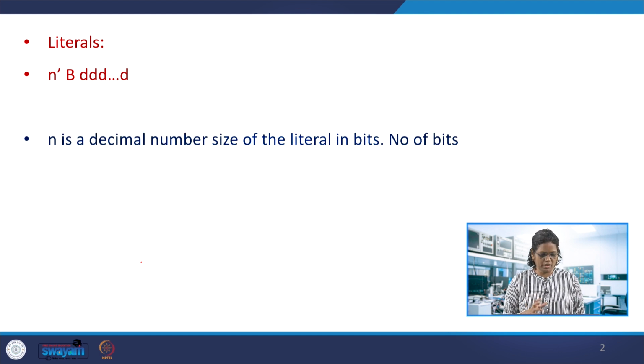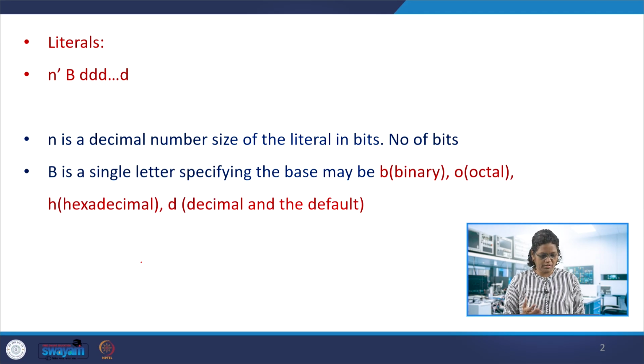So n is the decimal number size, especially the number of bits, and then a single letter for the base format, which can be binary, octal, hexadecimal and decimal. So the default is decimal. If the base letter is b, then it is going to be a binary number, if it is o, the number specified is octal, if it is h, it's going to be hexadecimal, and if it's d, the representation is decimal. The default is decimal.